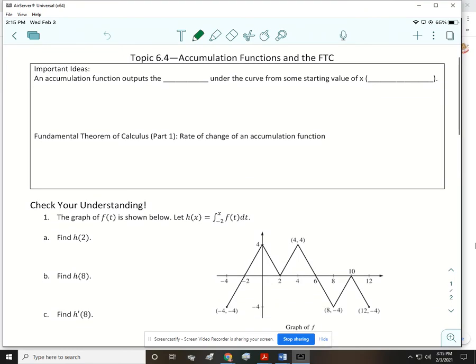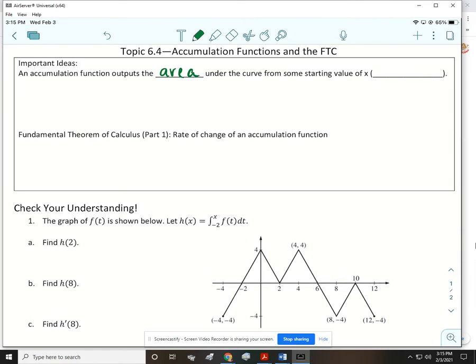All right, so this lesson is topic 6.4, and we're going to talk more about accumulation functions, and we're going to talk about the fundamental theorem of calculus part 1. All right, so an accumulation function outputs the area under the curve for some starting value to x, which is the end point. Sorry, the input.